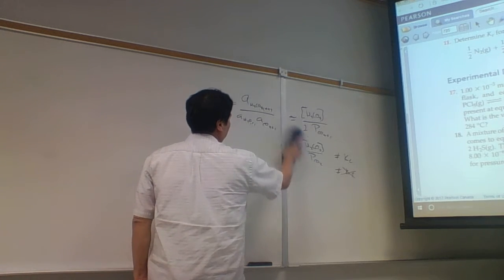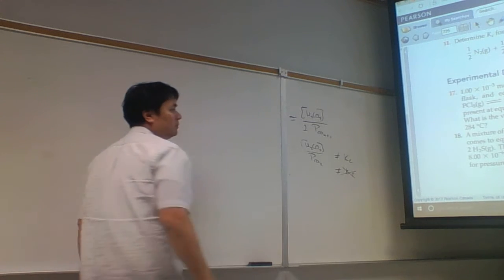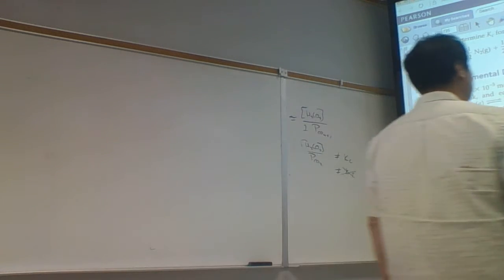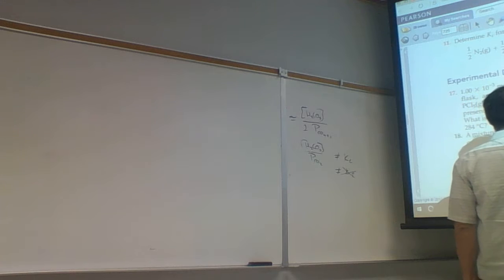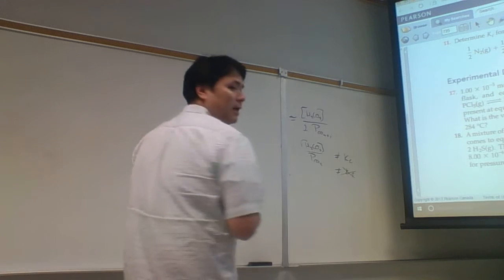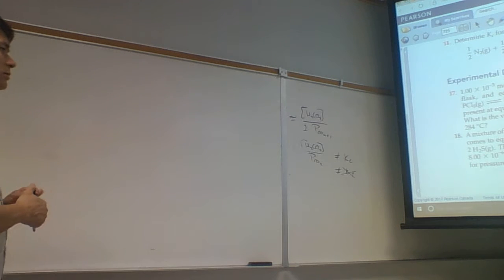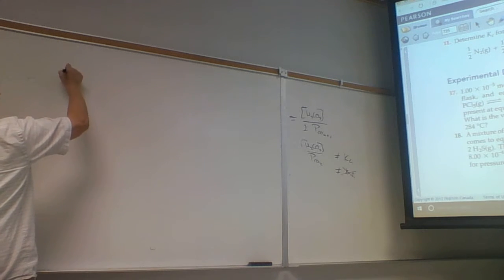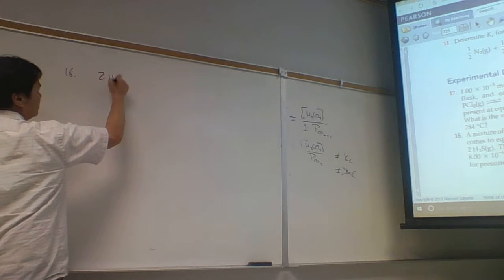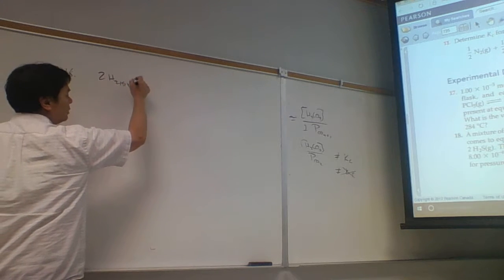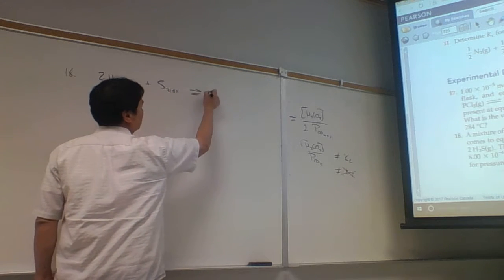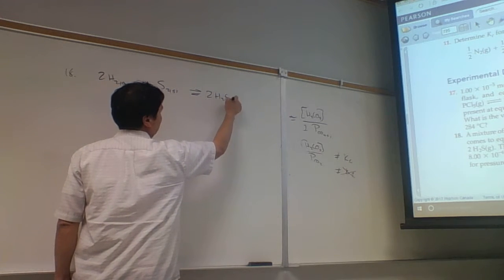So sometimes you can't avoid doing an experiment. It'd be nice if we had Hess's law. We try to find reactions similar to this and try to combine them to get this as a net reaction. Then we can avoid doing experiments. But if you can't do that, then we'll just do the experiment. For number 18, we're looking at the reaction 2 hydrogen gas plus S2 gas gives 2H2S, gaseous state.